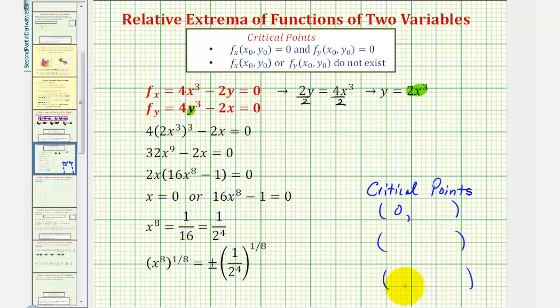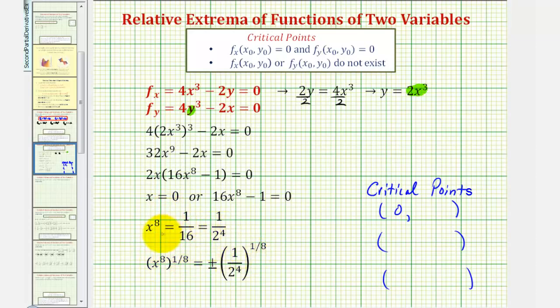To find these two x-coordinates, we have to solve this equation here for x. To isolate the x term, we would add 1 to both sides and divide by 16, giving us x^8 = 1/16. But I wrote 16 as 2^4, and you'll see why in the next step. If we want to solve this for x and we have x^8, we can raise both sides of the equation to the 1/8 power.